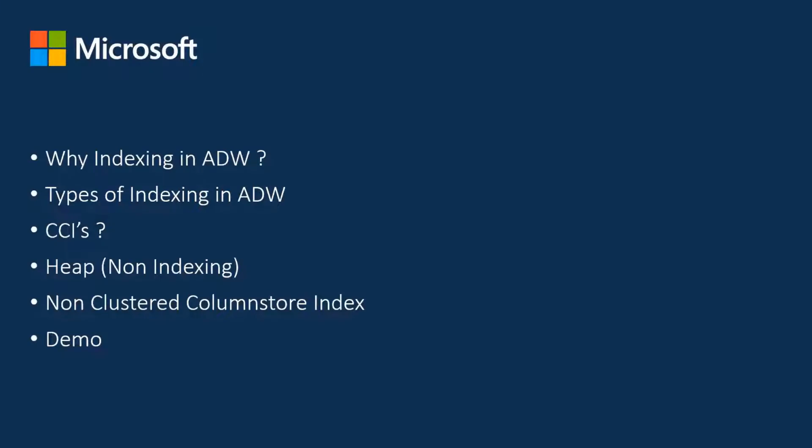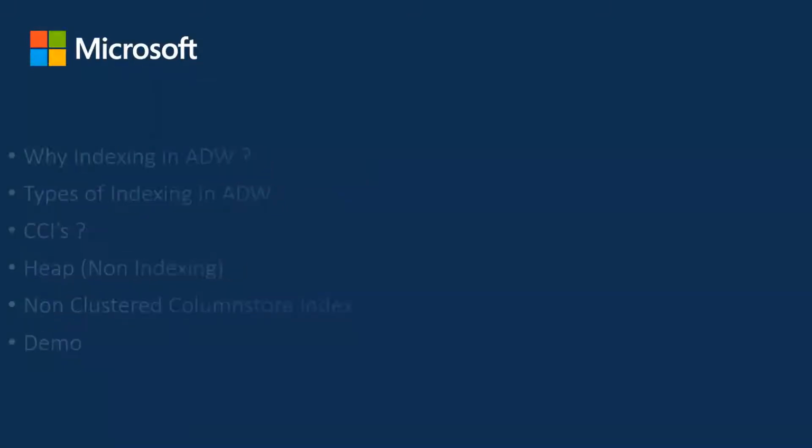At first, the types of indexing in ADW. What are CCIs? I'm not sure how many of you know CCI, that is Clustered Column Store Index; in short, we call them CCIs. Nevertheless, we'll go through the non-indexing option, that is heap, which we call non-indexing in data warehouse, and the non-clustered column store index as well. We'll see whether this non-clustered column store index exists in data warehouse or not. Later I'll take a few snippets to show you the demo. So let's proceed with the first topic.